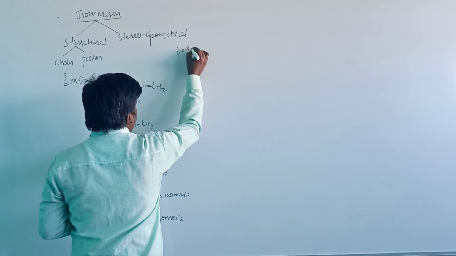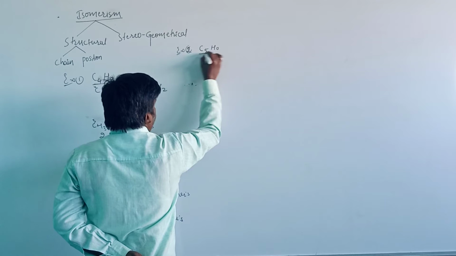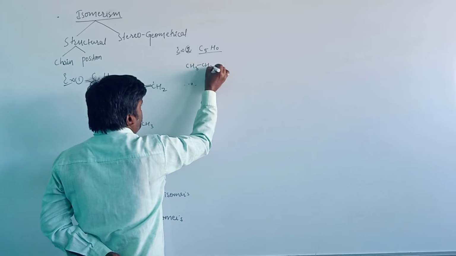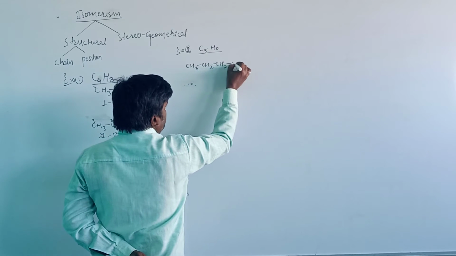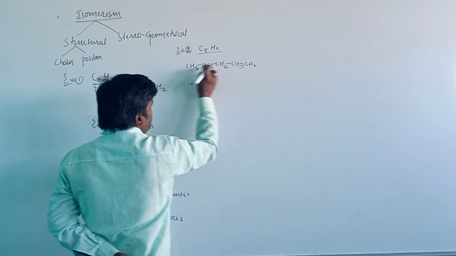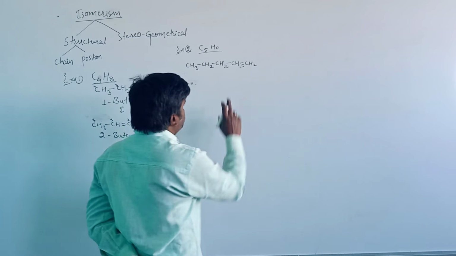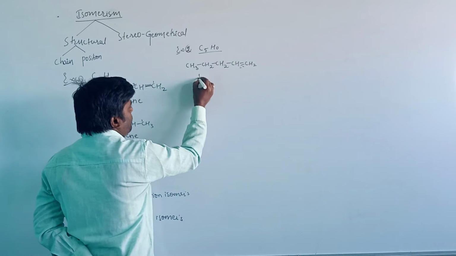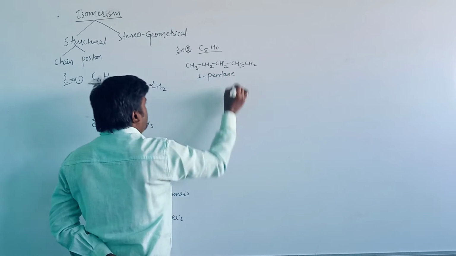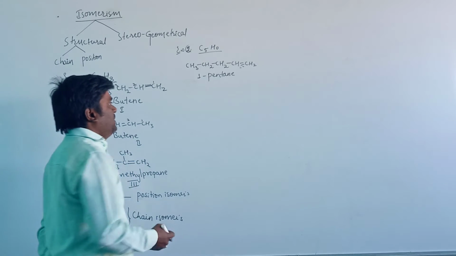Example number 2: C5H10. We can write CH3, CH2, CH2, CH double bond CH2. The number of carbon atoms is 5, and the number of hydrogen atoms is 10. Then it is known as 1-pentene. The number of carbon atoms in the parent chain is 5 and the position of the double bond is 1. Therefore, it is known as 1-pentene.